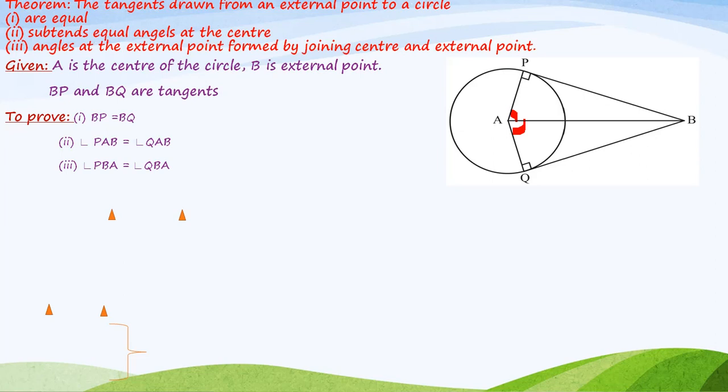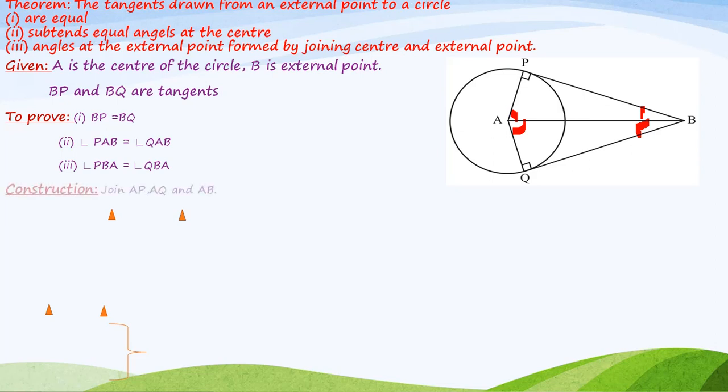Angle B also bisects, means angle PBA is equal to angle QBA. These are also equal. We have to prove in this theorem that the tangents BP and BQ are equal. At the center it bisects, and at the external point it also bisects. Therefore the angles at the external point are also equal.